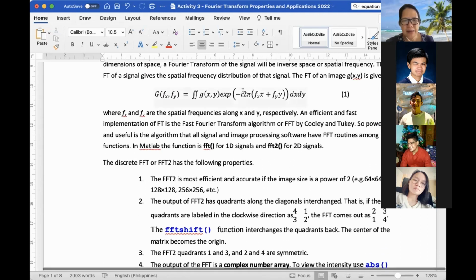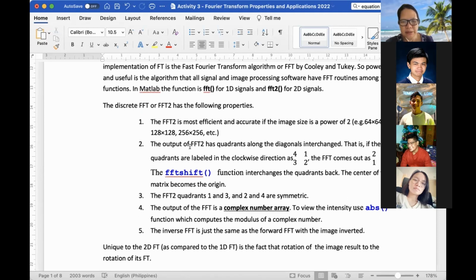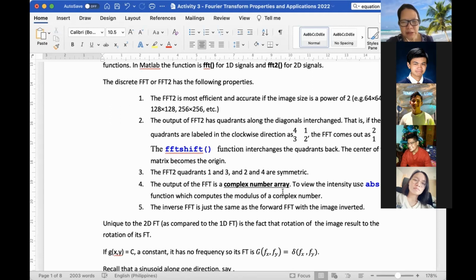Right? Because there is an i here in equation 1. Since this is a complex function, then G will be a complex function as well. It's a complex number. You can view the real and imaginary parts separately, but to view the intensity, you combine the imaginary and real parts into modulo or use abs to do that. So this abs function automatically converts a complex number into its modulo, or square root of the real squared plus imaginary squared.